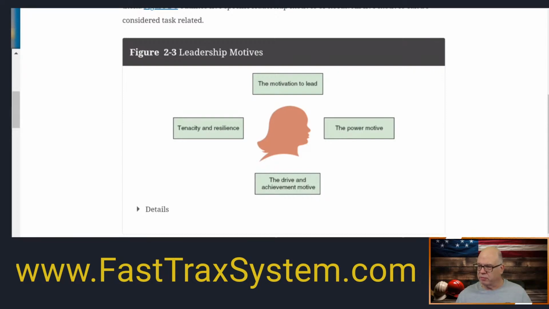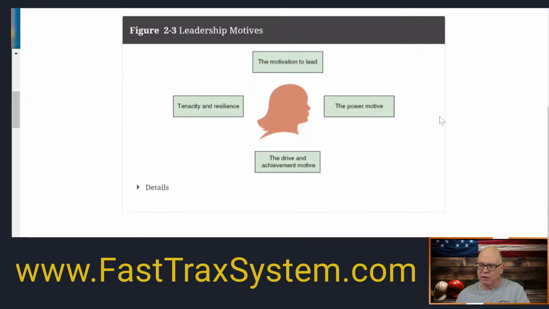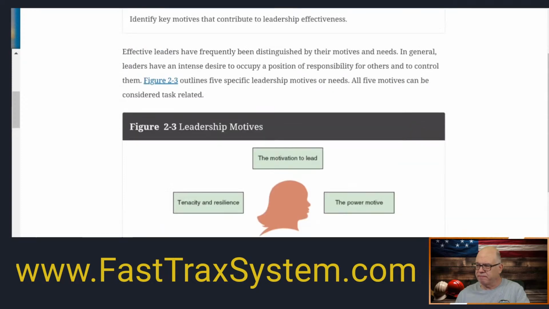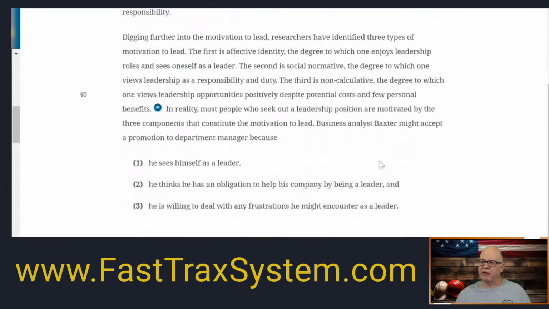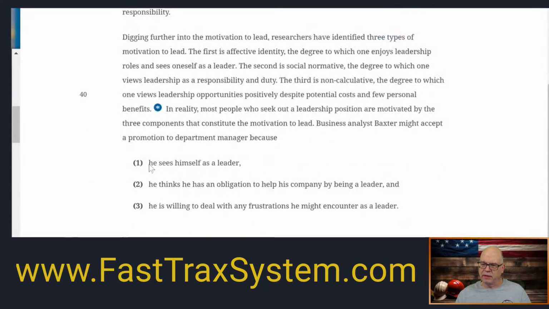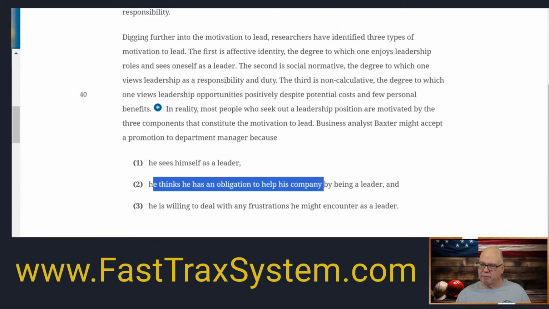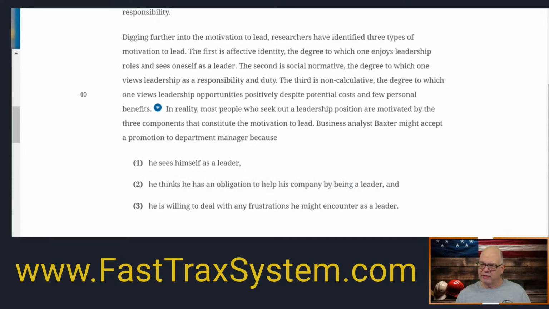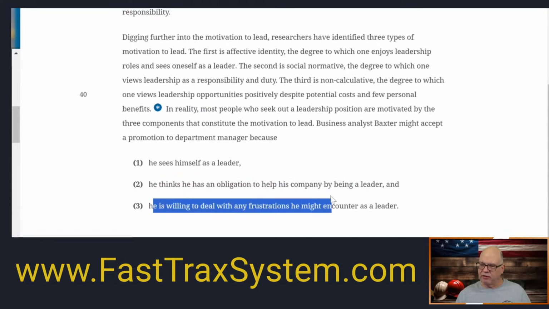Awful. Terrible. And then, of course, there are other people that want to be leaders simply because they're motivated by power, okay? That type of thing. Motivator, I just kind of see some of the analysis for what motivates people to lead. Well, when people go into a leadership role, they see themselves as a leader. They think he is obligated to help his company by being a leader, and he is willing to deal with the frustration he might encounter as a leader.